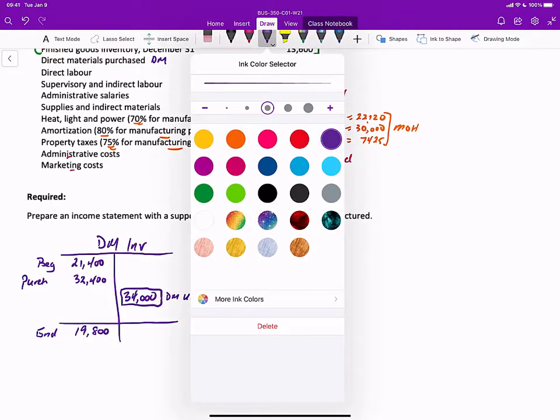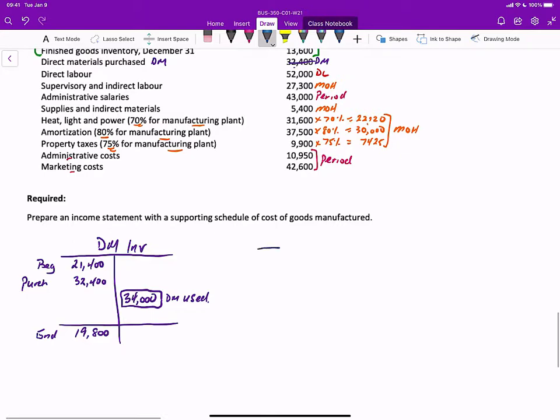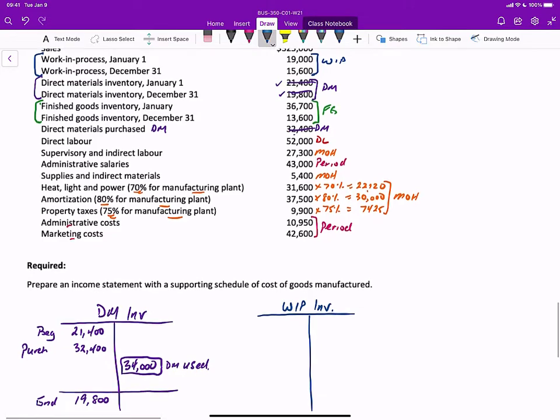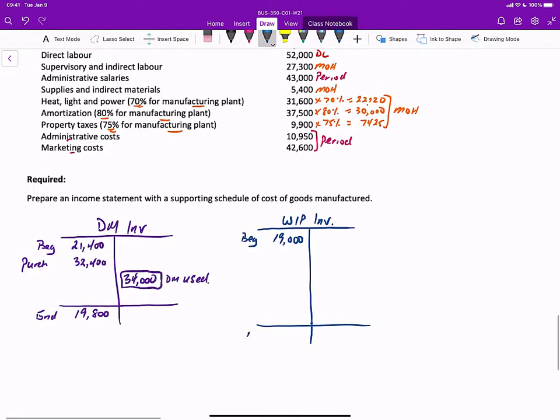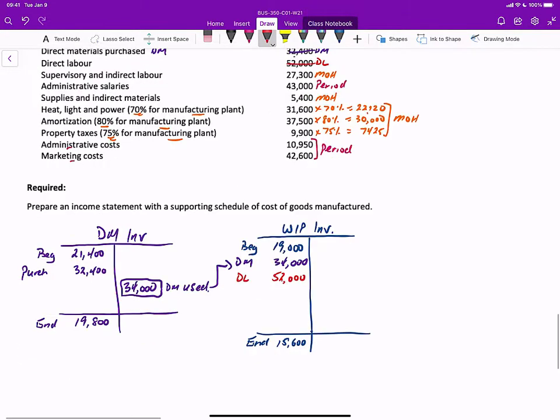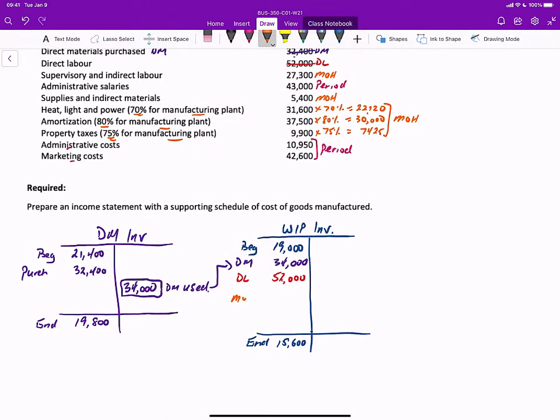So then we set up our second T account. I'm going to change my pen to blue, and I want to deal with the work in process now. So work in process also has a beginning and ending balance. The beginning balance is $19,000, and an ending balance is $15,600. And we know that from the direct materials, we have DM of $34,000. We also have the direct labor of $52,000. And then finally, we will have manufacturing overhead.